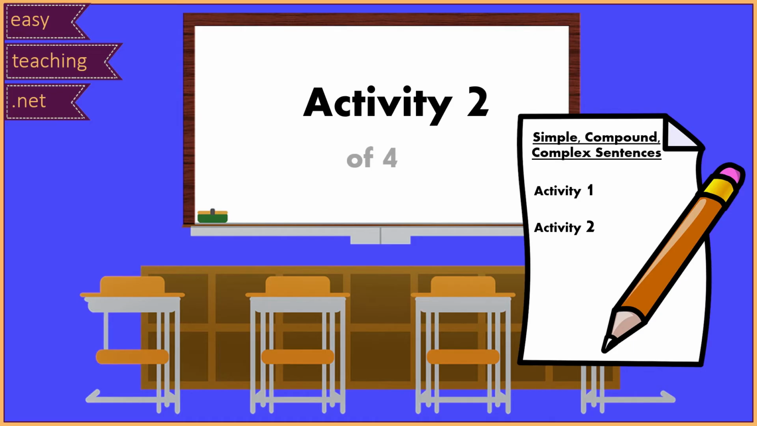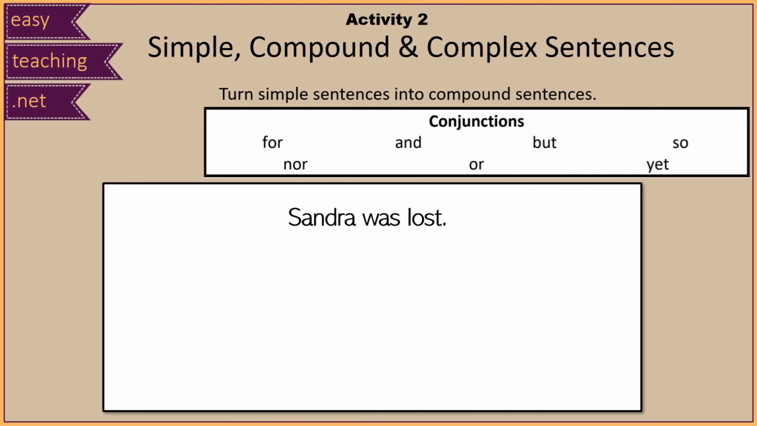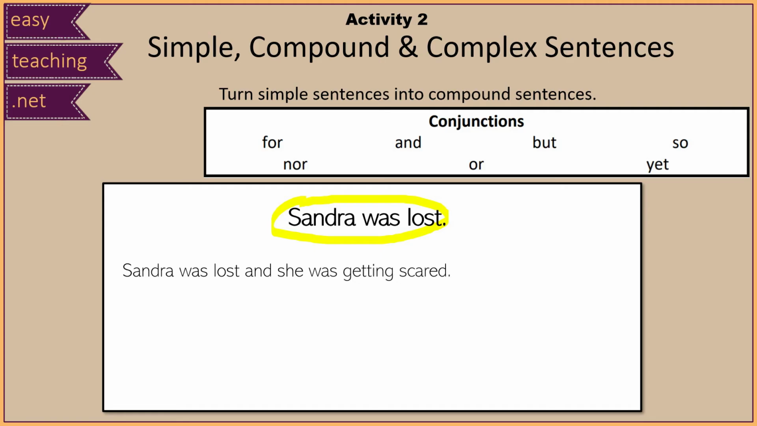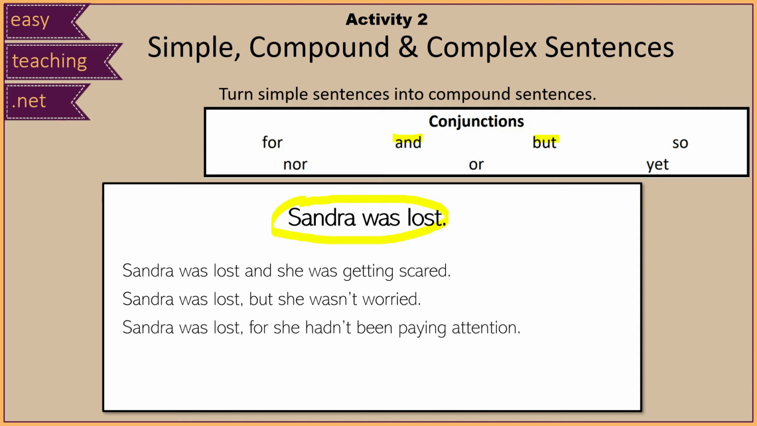Activity 2. In this activity, you will be turning simple sentences into compound sentences. Here's an example. Here is our simple sentence. Sandra was lost. I have a lot of options to turn it into a compound sentence. I could write, Sandra was lost and she was getting scared. Or, Sandra was lost but she wasn't worried. Or, Sandra was lost for she hadn't been paying attention. Or, Sandra was lost so she asked for help. Any of these would be a correct answer.